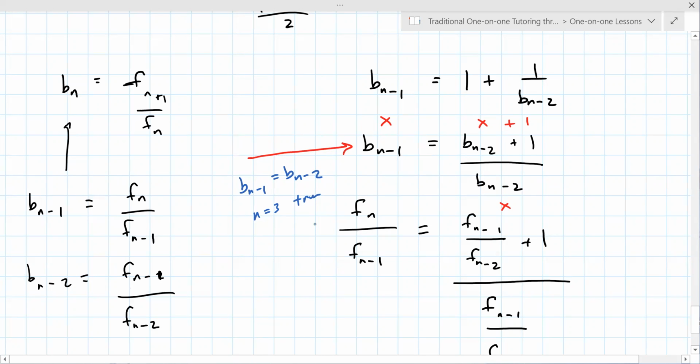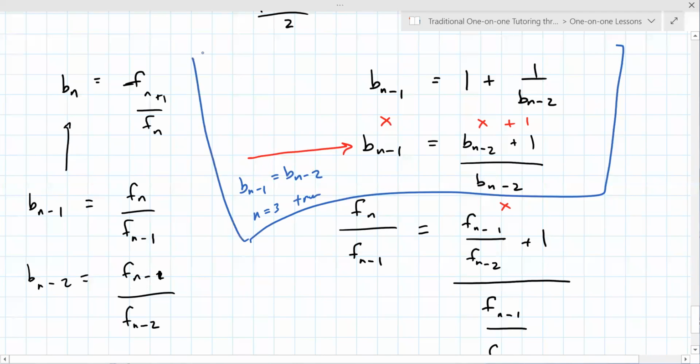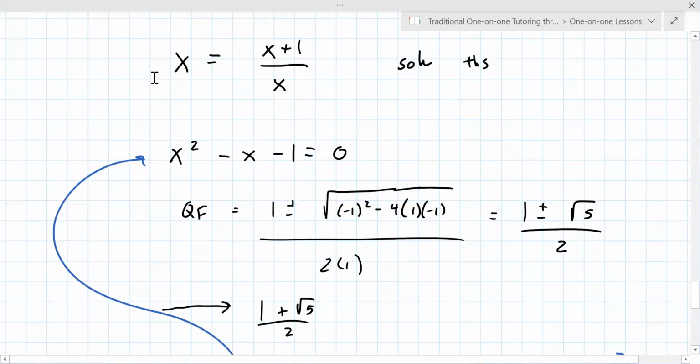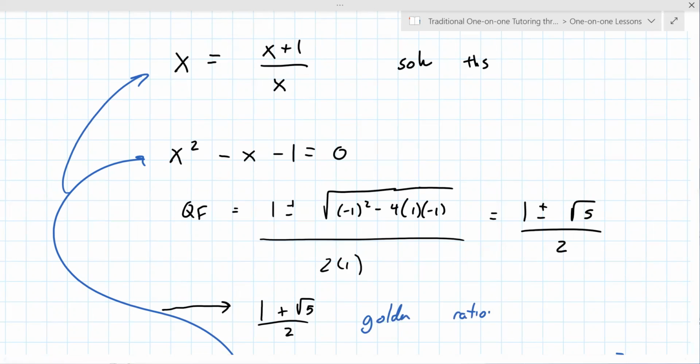So what I'm trying to say is this part right here, everything here leads back to this equation right there. We're back to the previous line here. And then you solve that, and this is the golden ratio. I don't know where else to go here, is the truth.